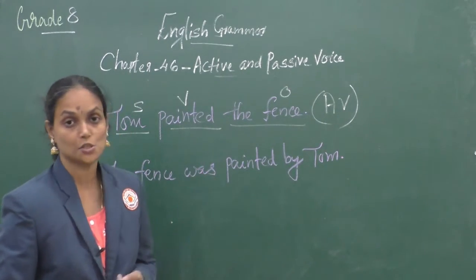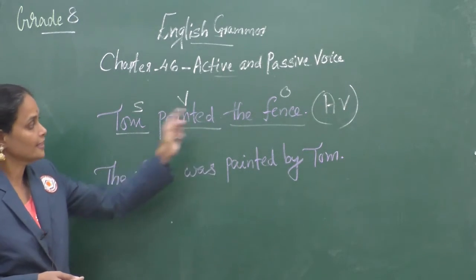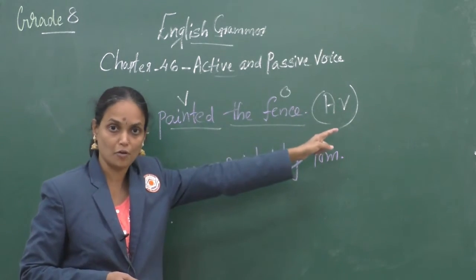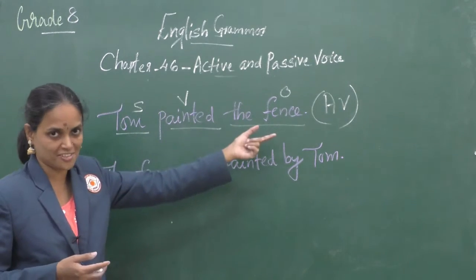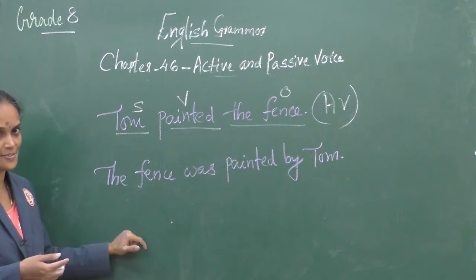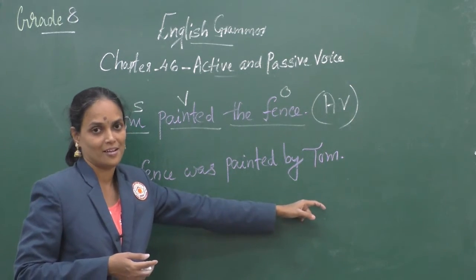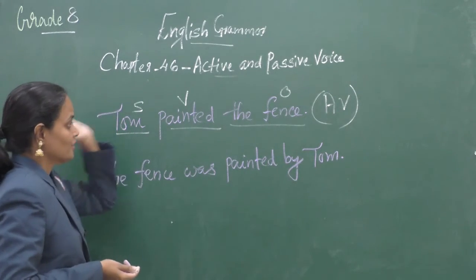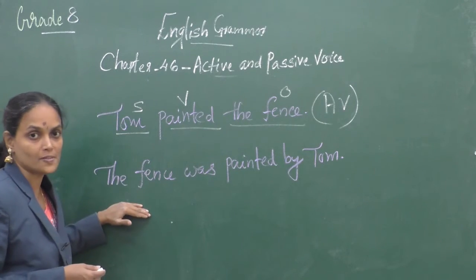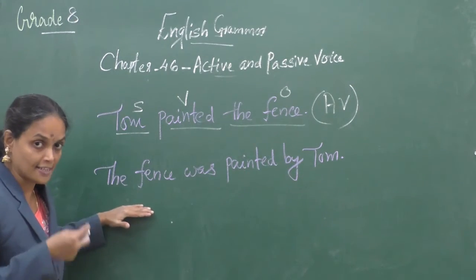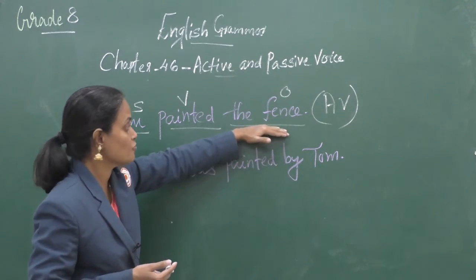Now look at these two sentences. Tom painted the fence. Obviously the sentence is in active voice form. It has a definite structure like subject, verb and object. Now let's look at the second sentence. The fence was painted by Tom. Okay, children, I have used the object of the active voice as the subject of the second sentence. Am I right? The second sentence starts with the object of the active voice, the fence.